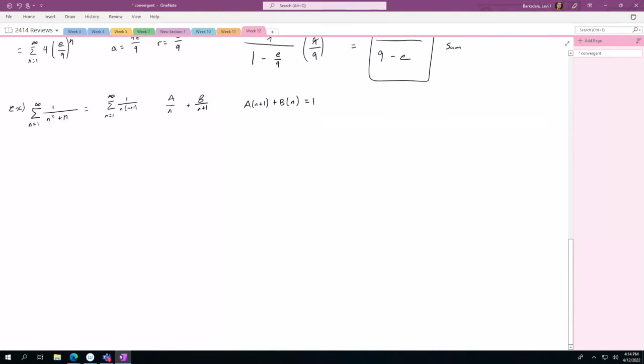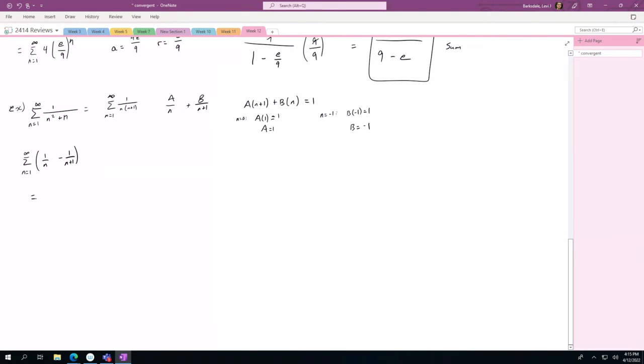Now if I let n equal 0, then I have a times 1 is equal to 1. So a is equal to 1. And if I let n equal negative 1, then I have a times 0 plus b times negative 1 is equal to 1, so b is equal to negative 1, right? Alrighty. That makes my sum the sum from n equals 1 to infinity of 1 over n minus 1 over n plus 1, right?